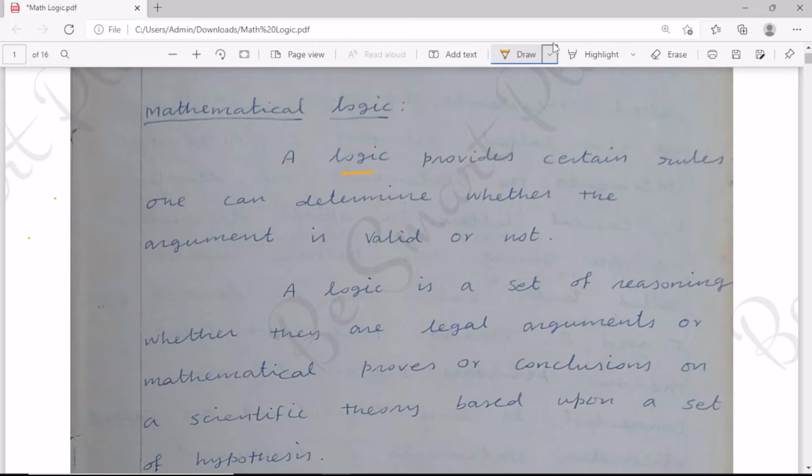Generally, logic provides certain rules. One can determine whether the given argument is a valid one or not a valid one. So, a logic is a set of reasoning, whether they are legal arguments, mathematical proofs, or conclusions on a scientific theory based upon a set of hypotheses.